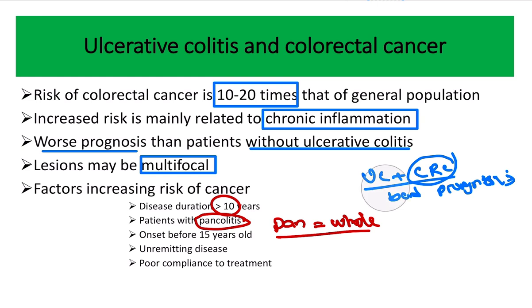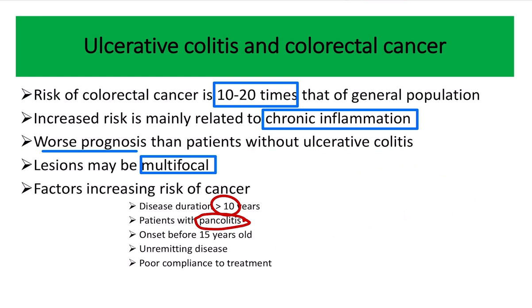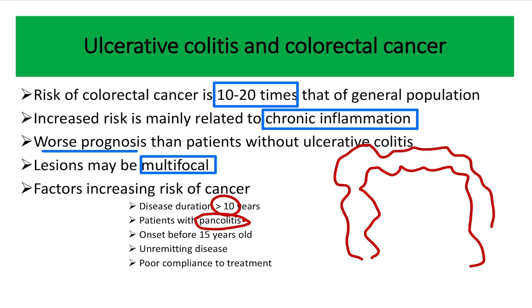When there is colitis of the whole colon, there is a chance of developing colorectal cancer. Here we can see the colon and the appendix. When there is inflammation of the whole colon, the risk of colorectal cancer increases. The next one is disease onset at 15 years of age. That means a patient who develops ulcerative colitis before the age of 15 has more chance of developing colorectal cancer.